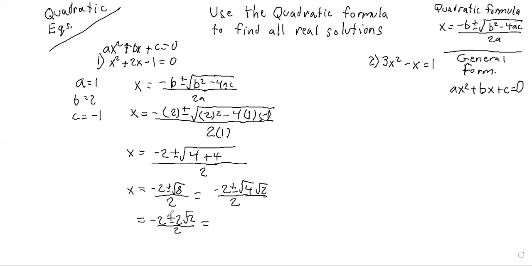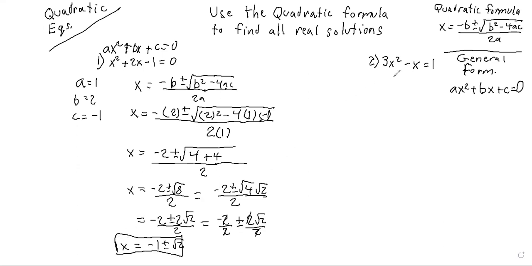Now, if we separate these two terms, we end up with negative 2 over 2 plus or minus 2 radical 2 over 2. And this simplifies: the 2's cancel out in the top and the bottom. We end up with negative 1 plus or minus square root of 2, because this 2 cancels out with that 2, and that 2 cancels out with that one. So our answer is x equals negative 1 plus or minus square root of 2.